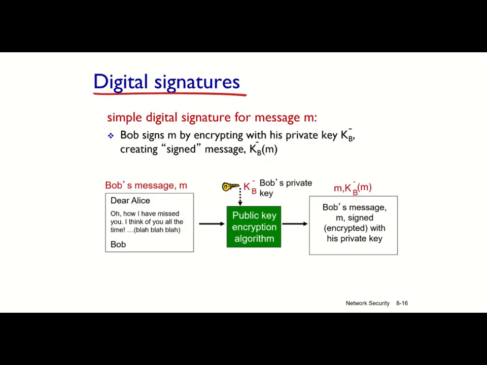A very simple idea for a digital signature is to sign your message with your private key. For example, in this example, Bob signs a message M by encrypting it with his private key KB minus, which creates the signed message KB minus of M. So whenever Bob wants to send the message M, he sends it along with the signed message, which is KB minus of M.